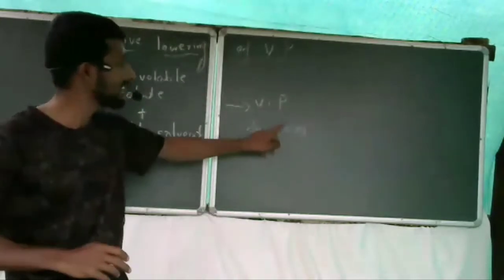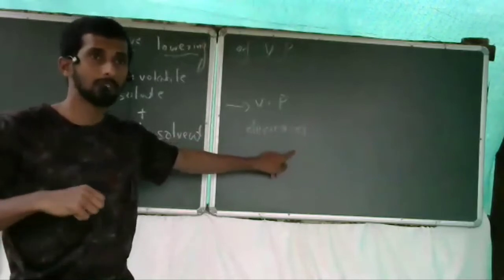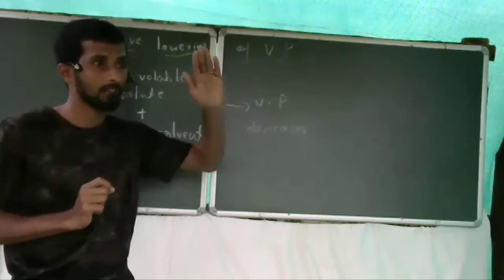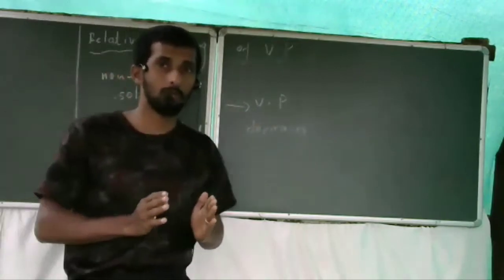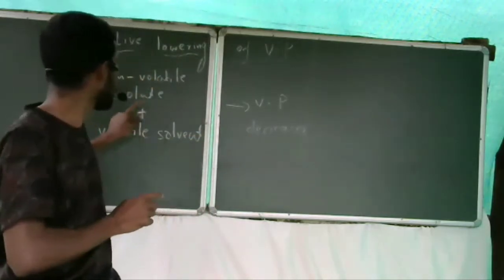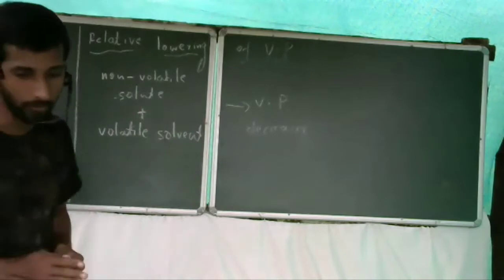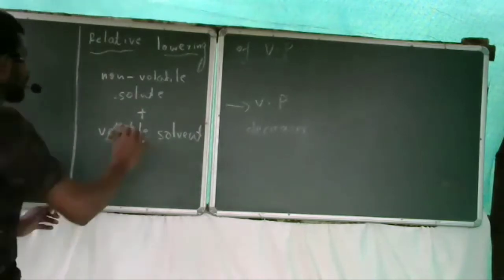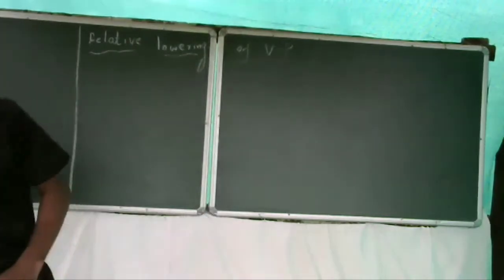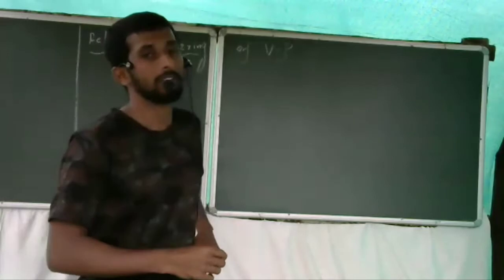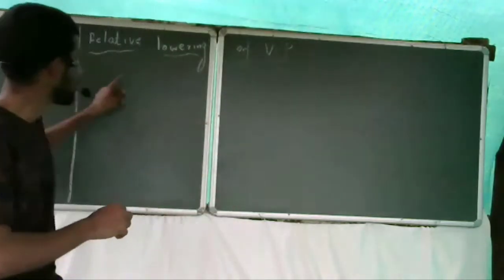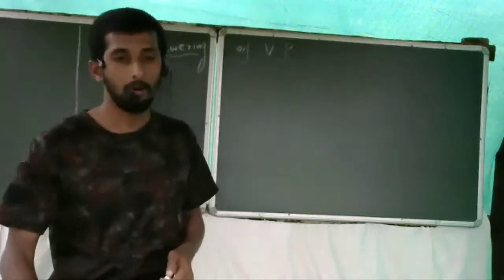This decrease in vapor pressure will give some specific characteristic to the given solution. Because of that, we have those four properties, based on the decrease in vapor pressure of the solution while adding a non-volatile solute to the volatile solvent. Now we have four colligative properties. First one is relative lowering of vapor pressure, second is elevation in boiling point, third is depression in freezing point, fourth is osmotic pressure. We'll discuss the first one, relative lowering of vapor pressure.